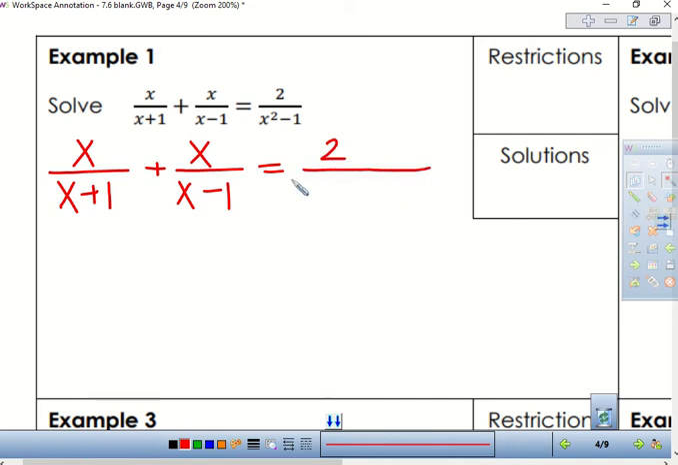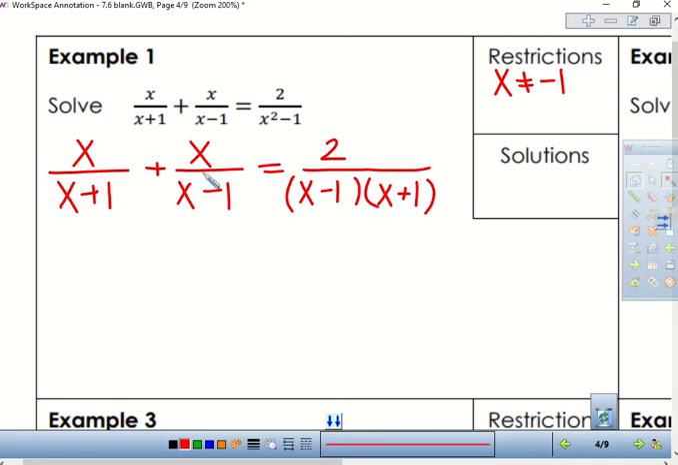So, the denominator is the difference of squares. So, what is the denominator going to factor into? Good, x minus 1 and x plus 1. Now, once we've factored it, we're going to identify the restrictions. So, what x value could not be here because it would give me a 0 denominator? Good, it can't be -1.